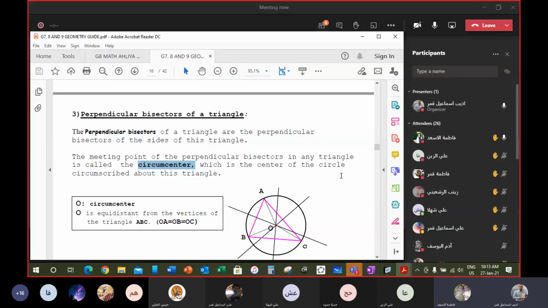In a right triangle, the circumcenter is the midpoint of the hypotenuse. هاي فيكم تسجلوها عندكم نوت تحفظوها. In a right triangle, the circumcenter is the midpoint of the hypotenuse.